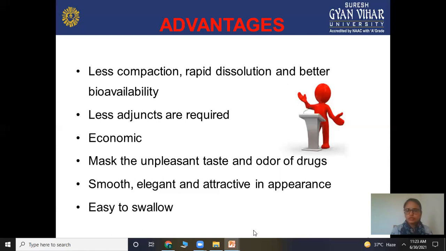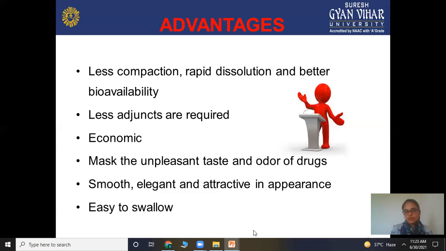This is also used to improve the taste and odor of the drug. Because the formulation is filled in the capsule or in the shell, we don't know what is taste and what is odor. So it is also used to mask the unpleasant taste as well as odor. Next is smooth, elegant, attractive in appearance. You see the capsule, it is very smooth in surface, elegant and attractive in nature. So due to this elegance, smoothness and attractive nature, acceptability is also more.